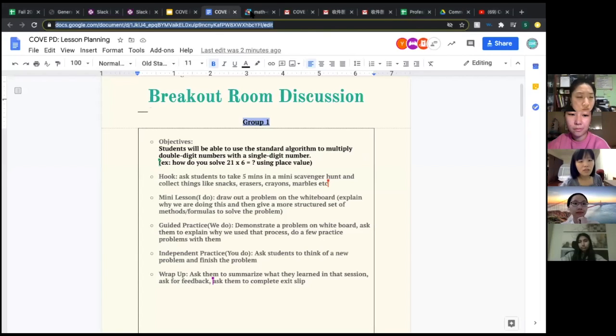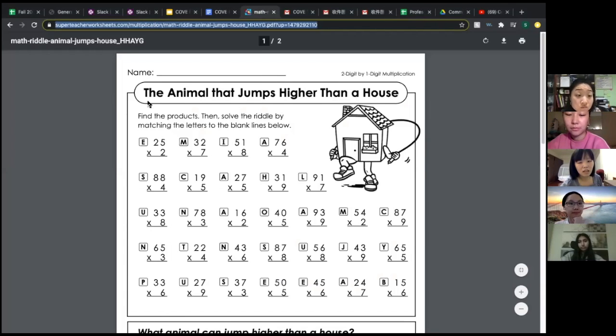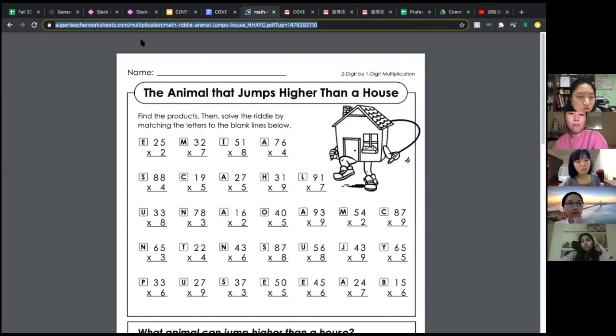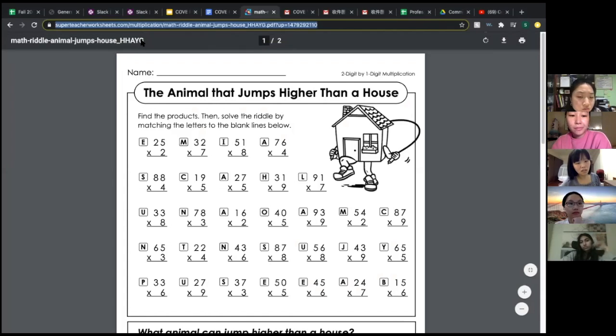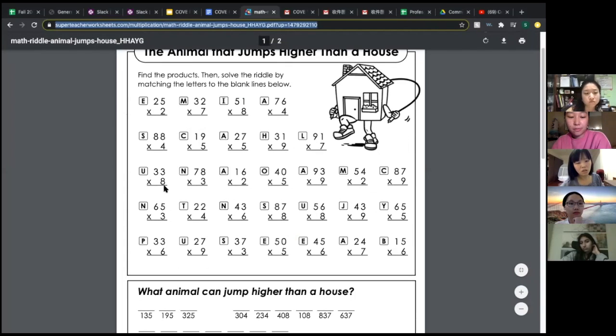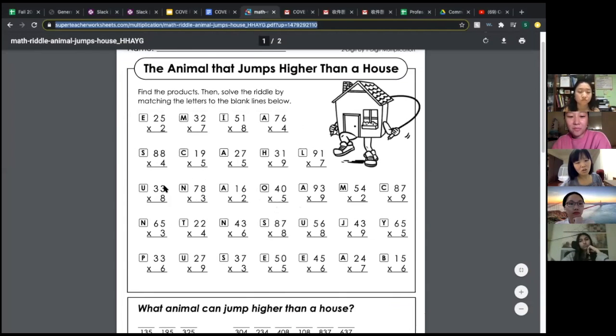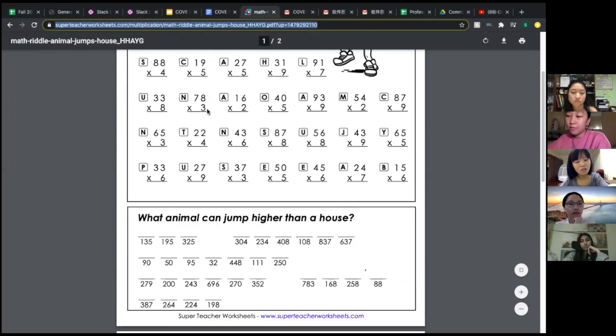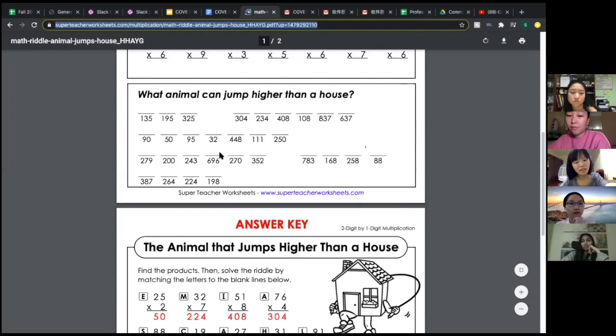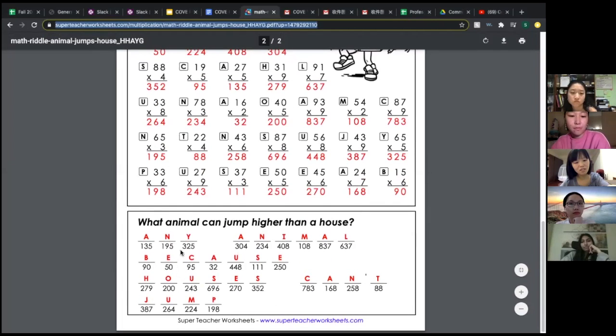So you can actually find a lot of interesting worksheets online. With this one, double-digit by single-digit multiplication, the teacher designed the worksheet by connecting it with riddles. If you finish all the multiplication and then search for the alphabetic letters, you will get the answer to the riddle. This is a fun way to engage your students when they do independent learning.